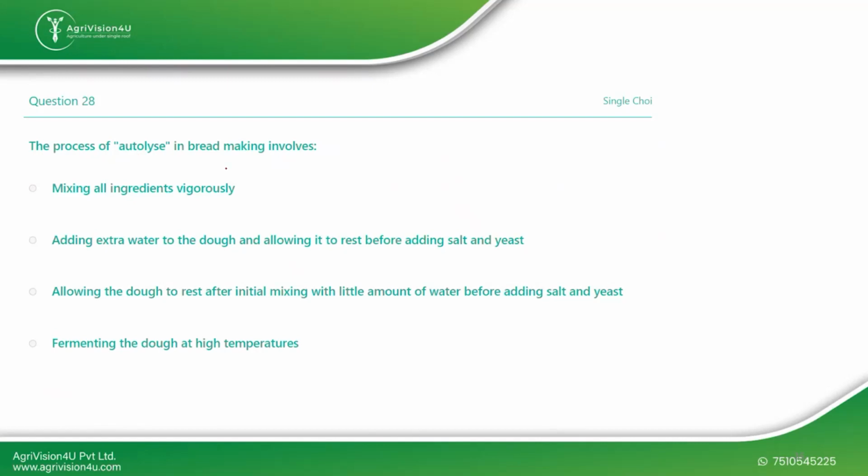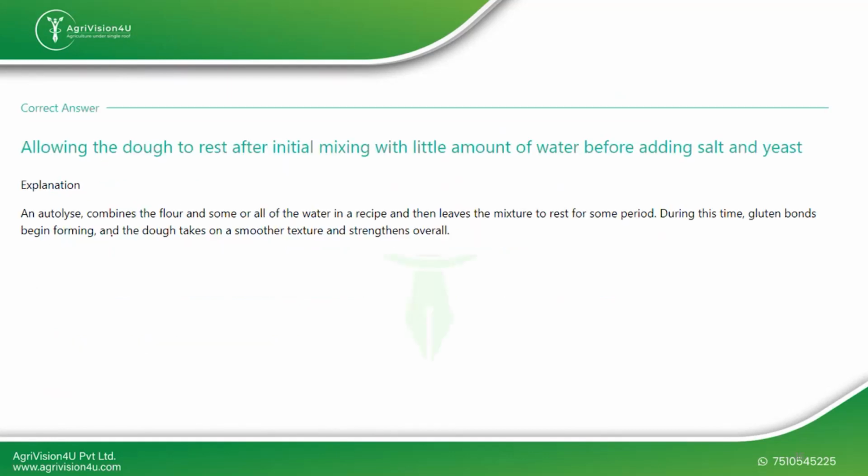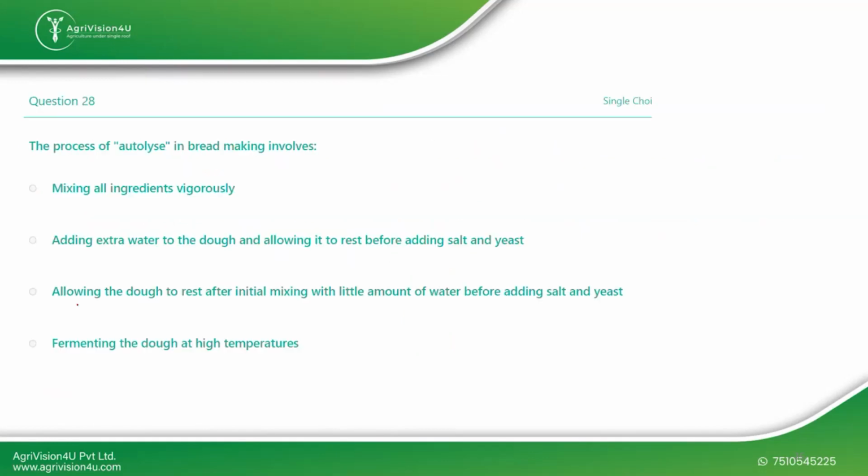The next is, the process of autolyse in bread making involves what? Now in bread making, you will have various types of processes. So the process of autolyse in bread making, it will allow the dough to rest after initial mixing with a little amount of water before adding salt and yeast. So the correct answer for this is option number C. So autolyse is nothing but you allow your dough to rest, and after the initial mixing with a little amount of water, you add the salt and the yeast. So this is the correct answer.